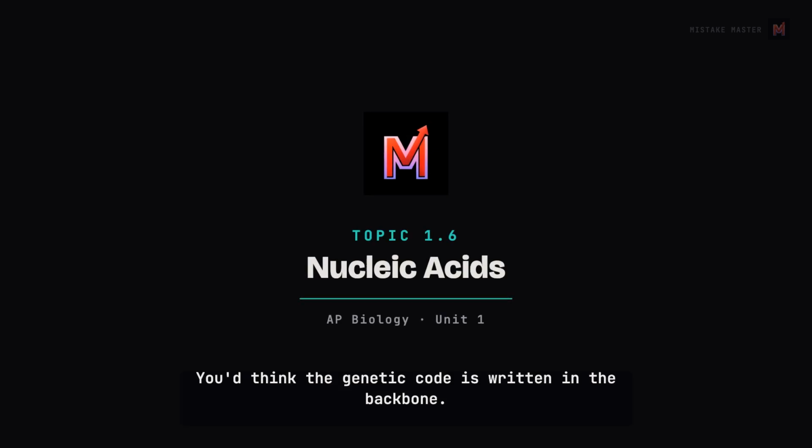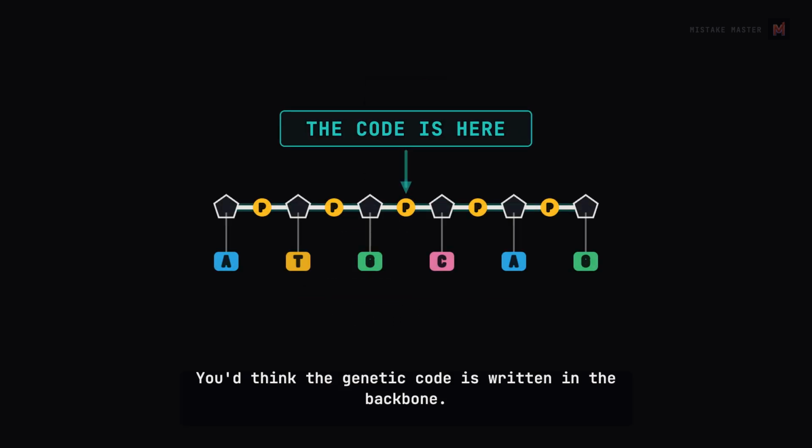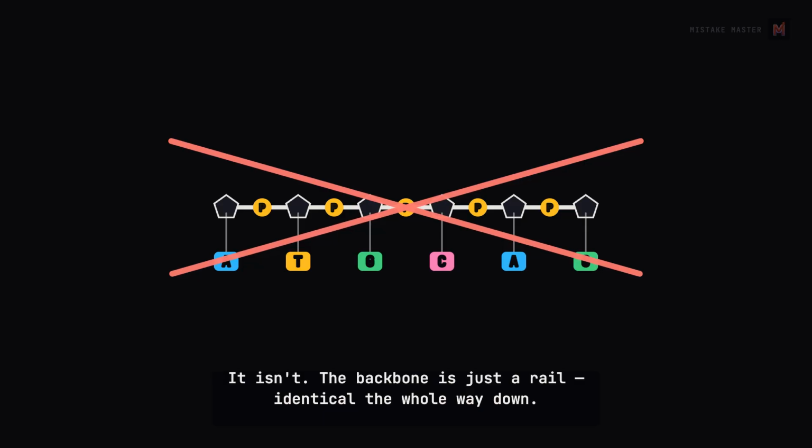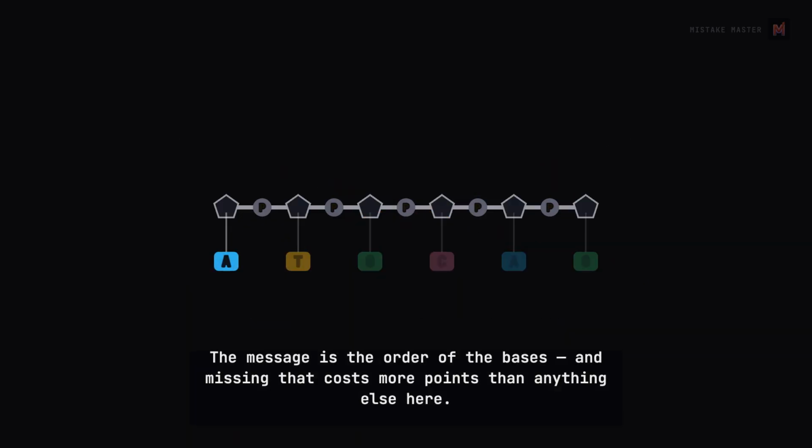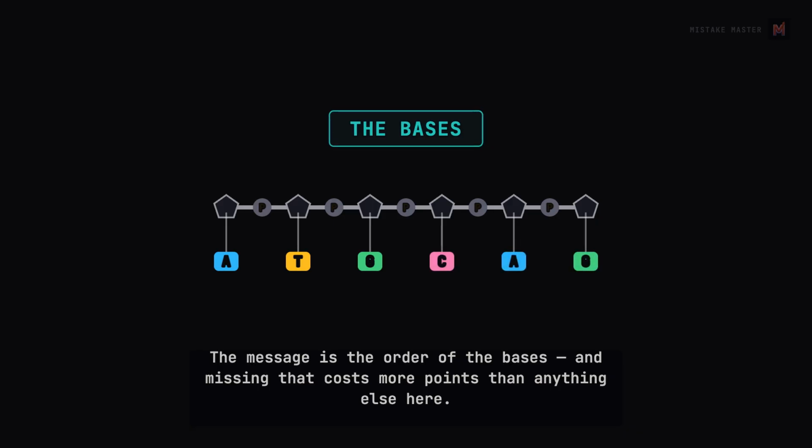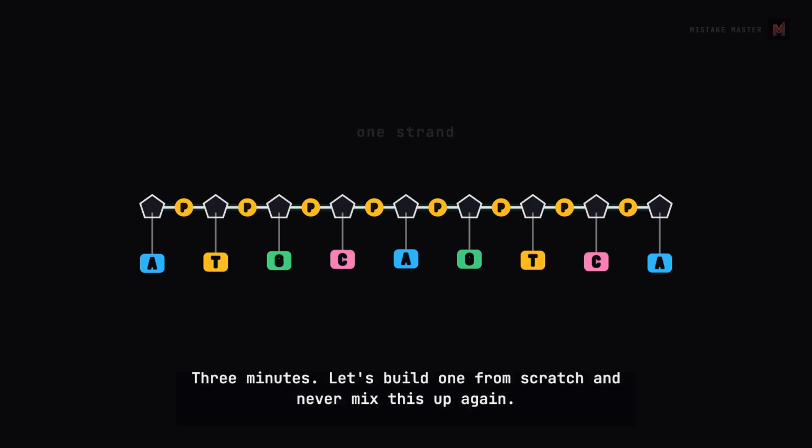You'd think the genetic code is written in the backbone. It isn't. The backbone is just a rail, identical the whole way down. The message is the order of the bases, and missing that costs more points than anything else here. 3 minutes. Let's build one from scratch and never mix this up again.